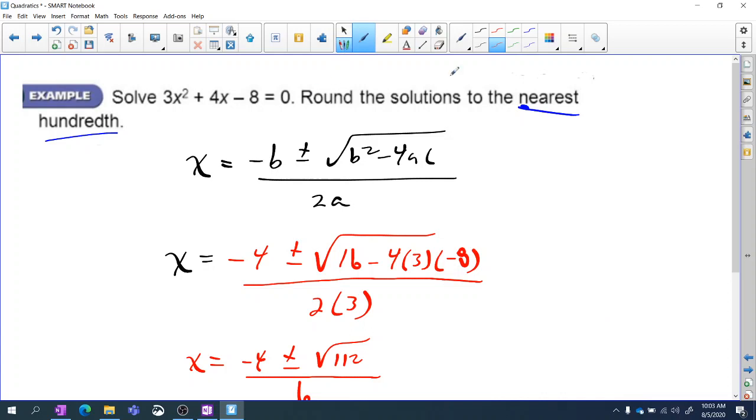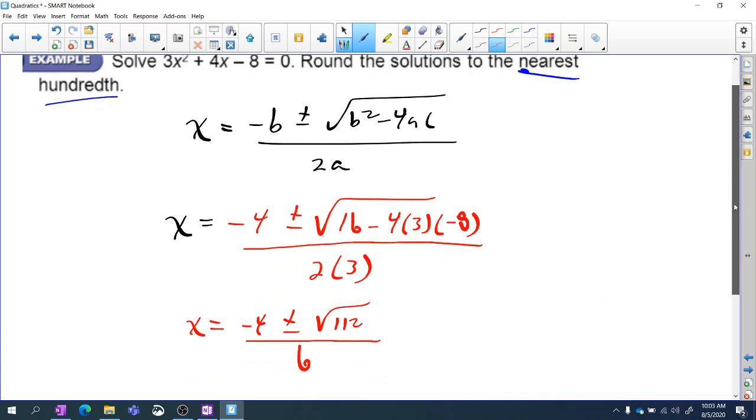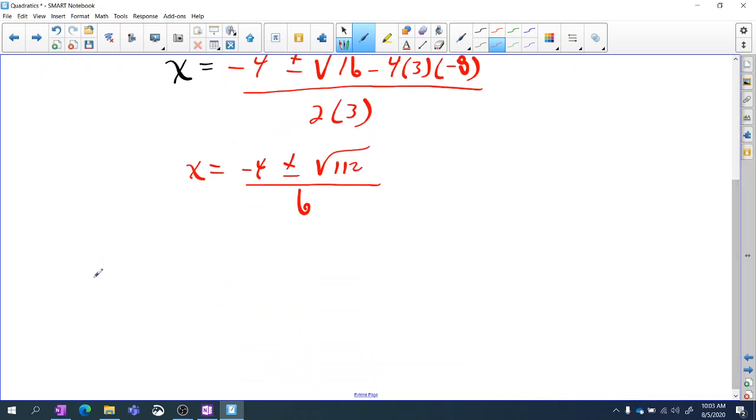Now, because it said nearest hundredth, didn't say exact, it wants us to actually take our calculators out. X equals negative 4 plus or minus. It wants you to figure out what that is to the nearest hundredth, 2 decimal places. I'll take my calculator out here. The square root of 112 is 10.58. So I'm going to put that in here, divided by 6. And now I'm going to get the 2 possible answers.